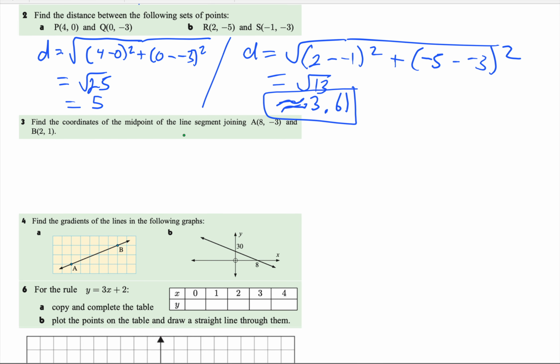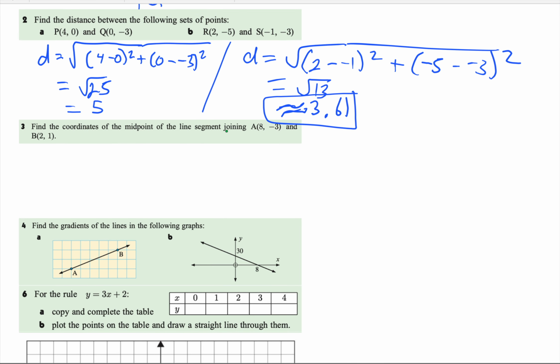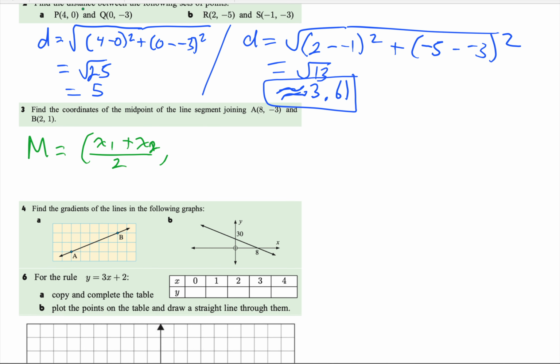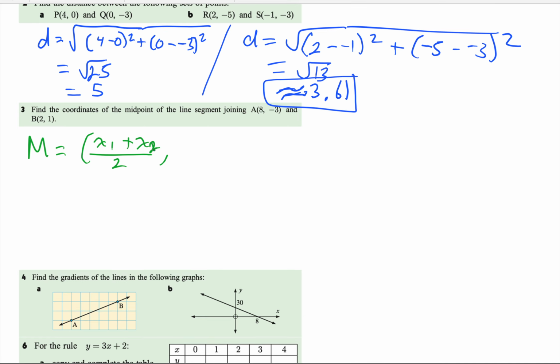What's next? The midpoint of this line segment. Okay, midpoint of line segment AB. So the midpoint formula is in your formula booklet. It looks like this. That's just the average of the x values, because that's how you get a number in between two numbers, you get the average, right? And then the average of the y values.